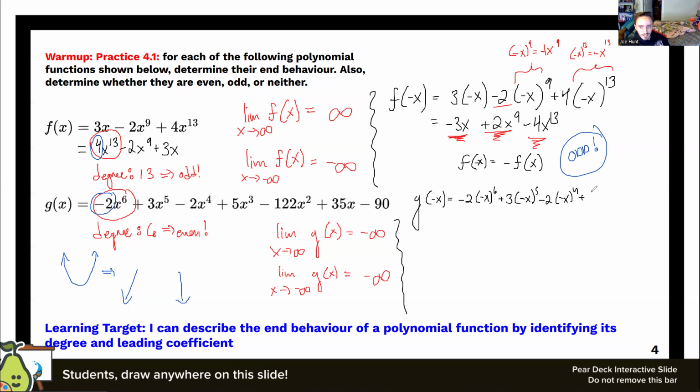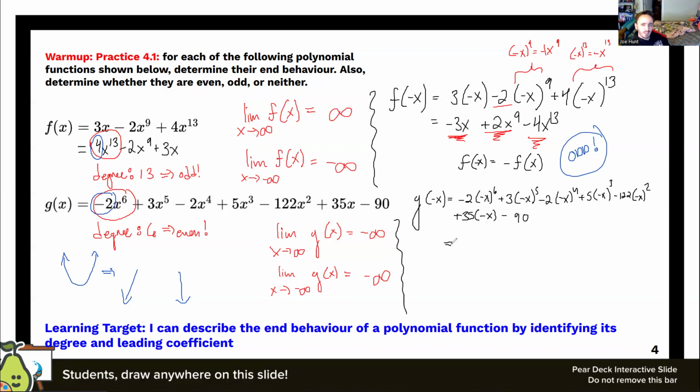See where this is going to get tedious, right? Plus 5 times -x to the third minus 122 times -x squared plus 35 times -x. And then finally I got my constant at the end that's just -90, right? Now, any even power on these variable terms is going to switch that -x to looking like a positive x.